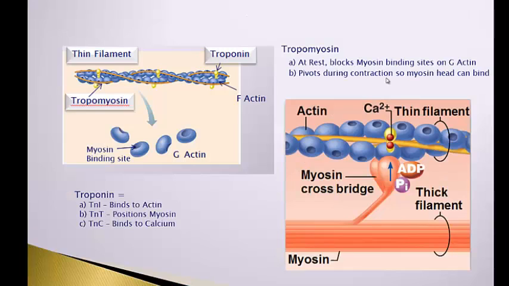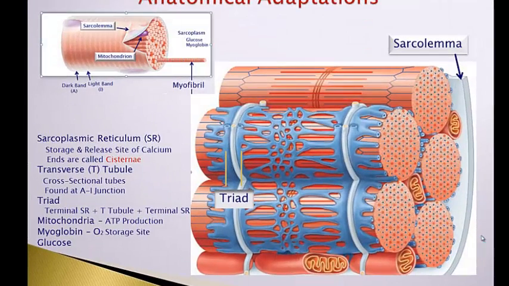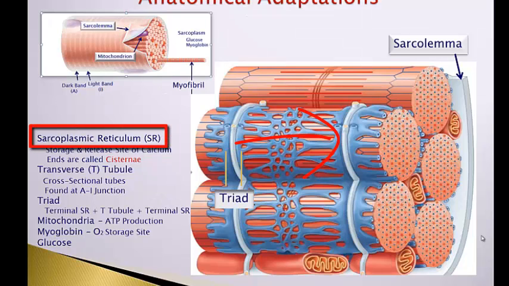The last unique feature associated with the myofibrils is this structure here that we see in blue. This structure that we see in blue is called a sarcoplasmic reticulum. Now, yeah, that sounds like a big fancy word. We call it the SR.